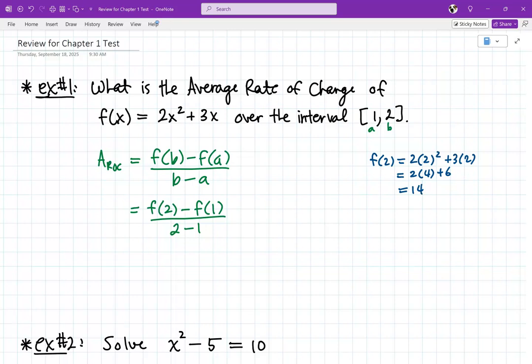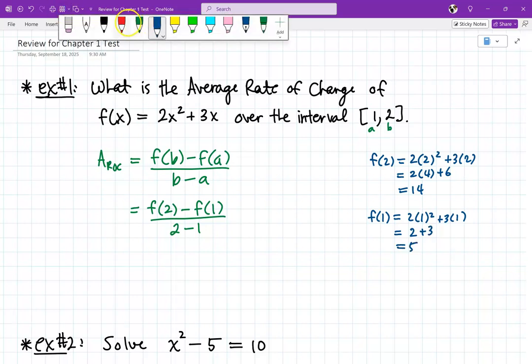Now let's figure out f of 1. We're going to plug in a 1 into this equation again, right? I just did that right now, plugging it into the 2x squared plus 3x. So 2 times 1 squared plus 3 times 1, that's 2 plus 3, which is 5.